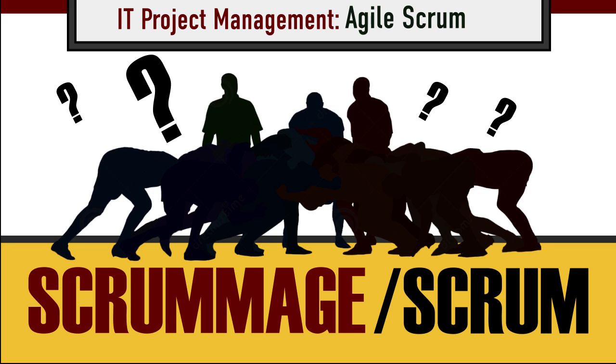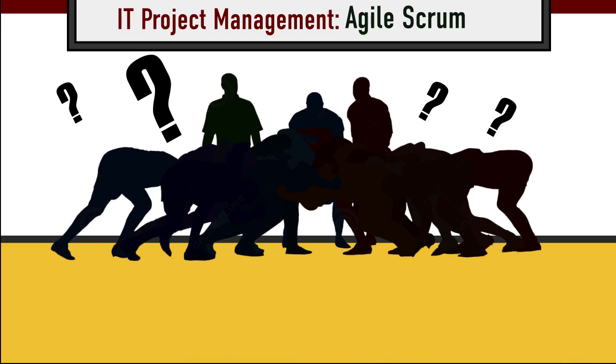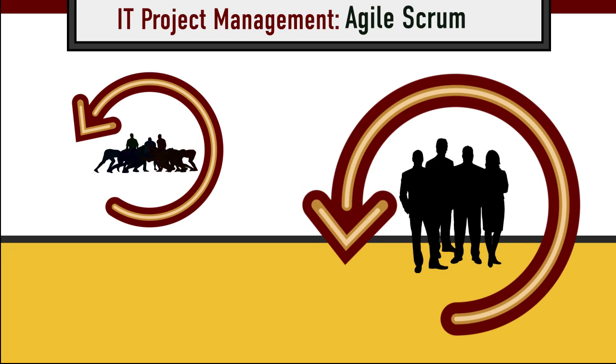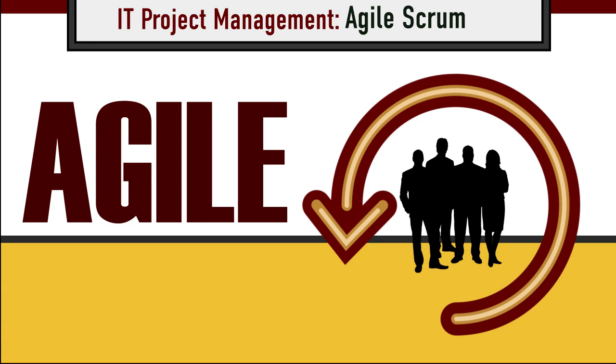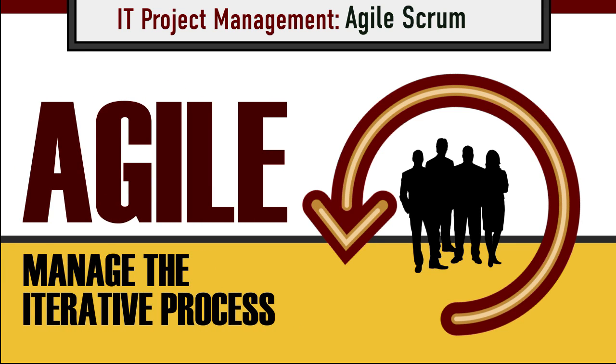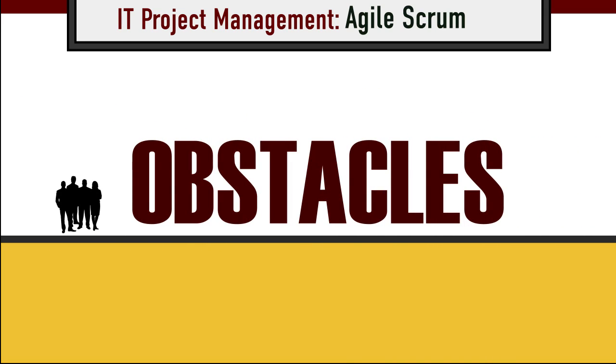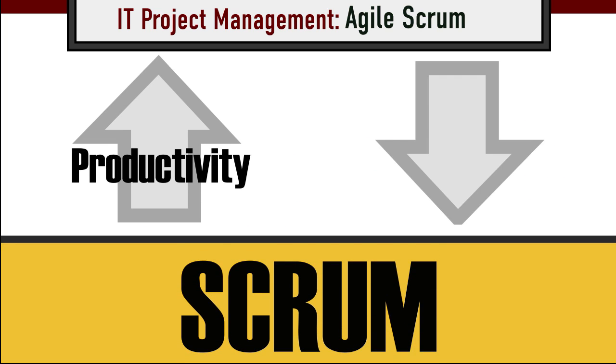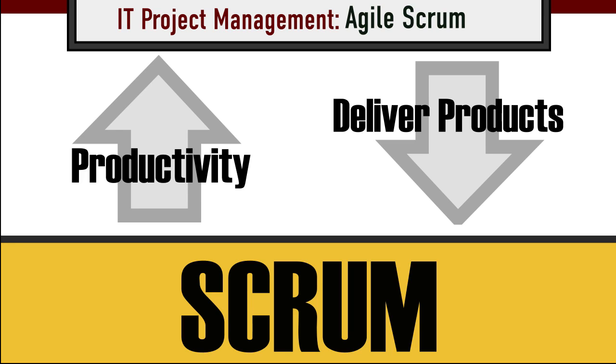The answer is, just as a rugby team uses a scrum to reposition themselves after their game stops, Agile teams use a scrum to reposition themselves in response to changes that come in during a sprint. Agile uses the Scrum to manage the iterative process. It allows the team to work together to overcome obstacles one at a time. Using a Scrum increases productivity and reduces the time it takes to deliver working products.